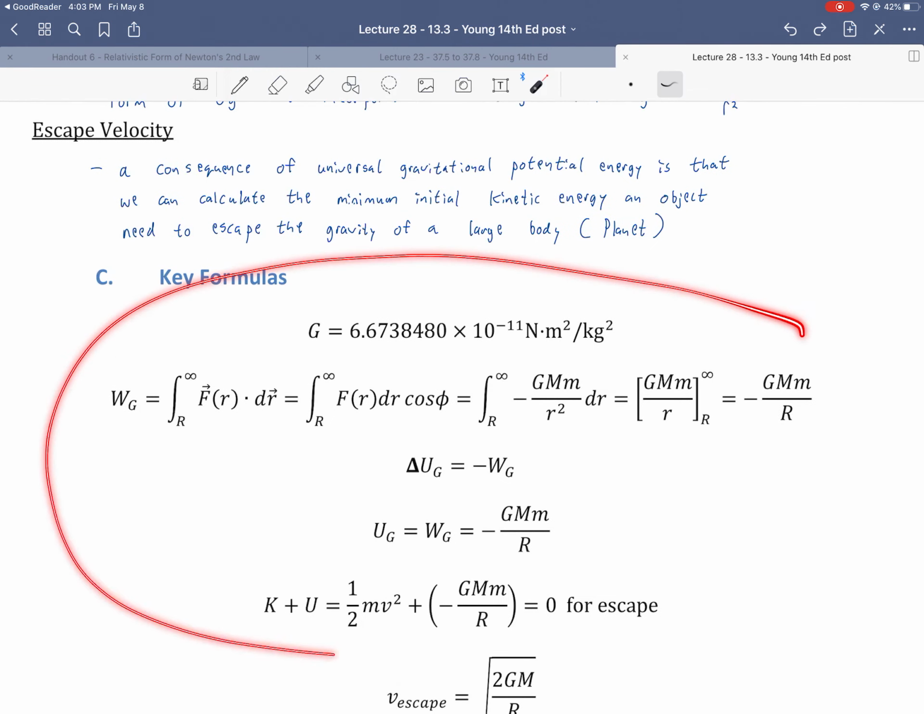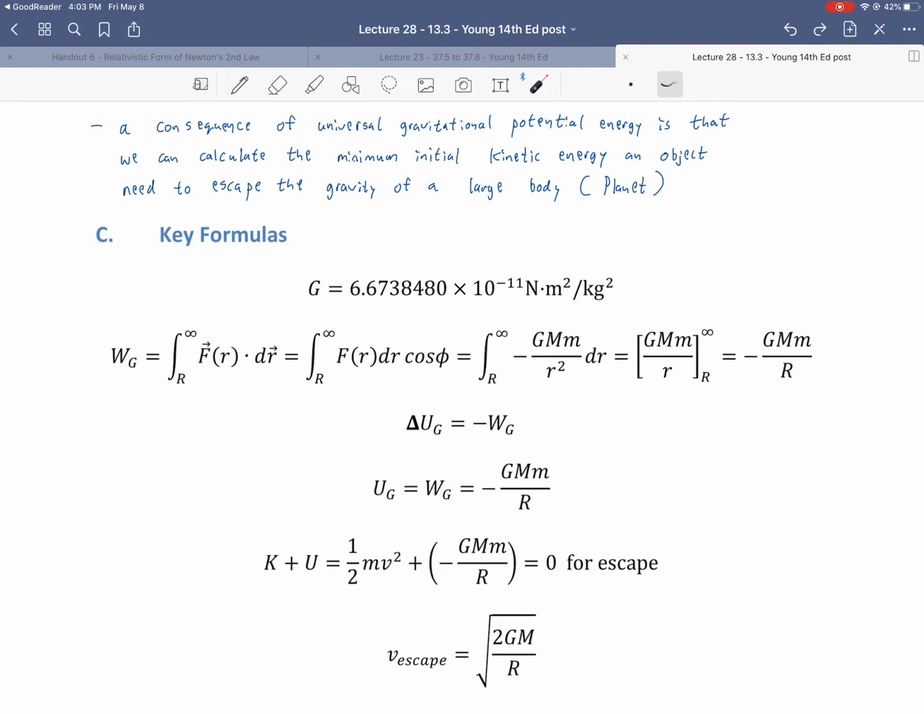All right, so let's get down to our key formulas. I've included the definition of G just because it's a constant we use so much and we're just getting used to it, so I wanted to repeat it here for quick reference, so you don't have to be flipping back to the previous notes. Here we have our definition of work. This is a totally general definition of work as the integral of the dot product of F and dr.